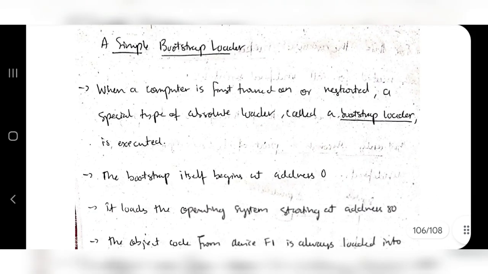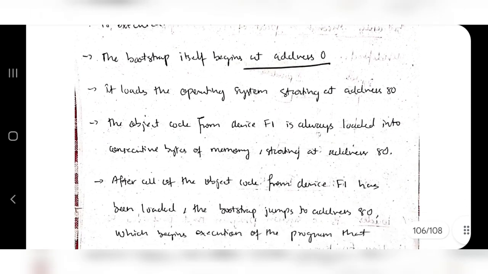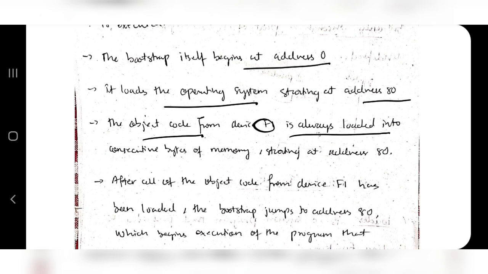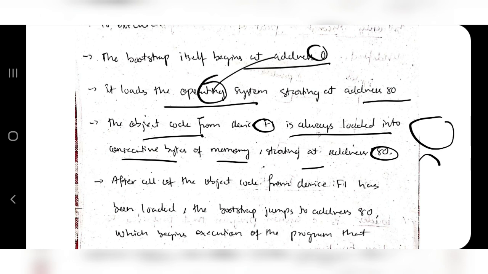And a simple bootstrap loader. What is a bootstrap loader? When a computer is first turned on or restarted, a special type of absolute loader called the bootstrap loader is executed. It begins at address 0. It loads the operating system at address 80. The object code from the device F1 is always loaded into consecutive bytes of the memory, starting at address 80. Meaning when you switch on the computer, a program will be loaded from address 0. It begins at address 0, but the operating system will be loaded at address 80 from the device F1.